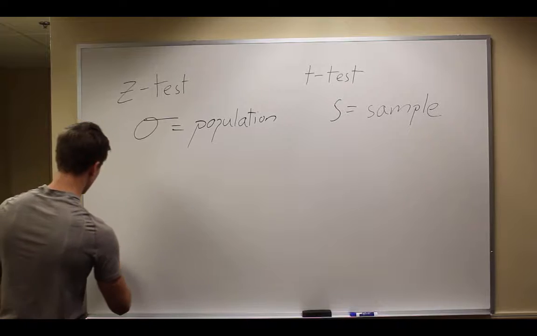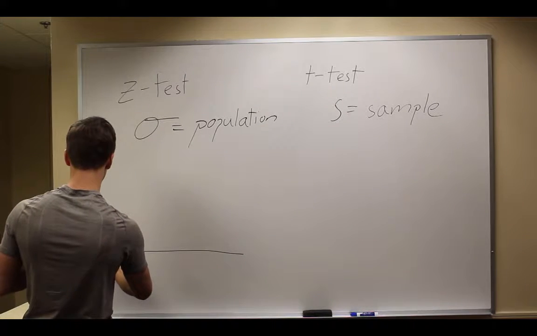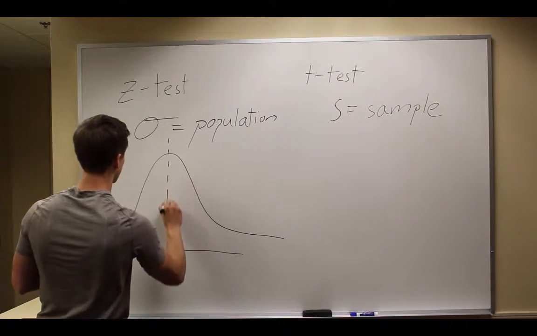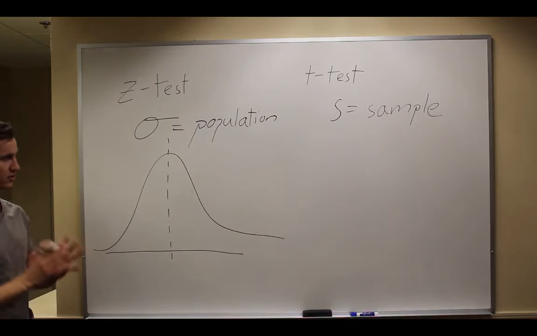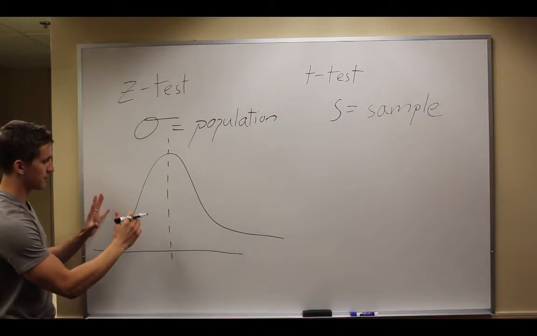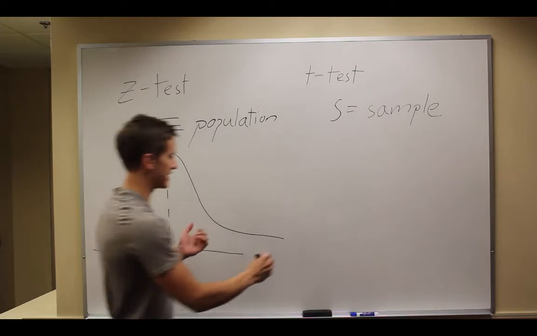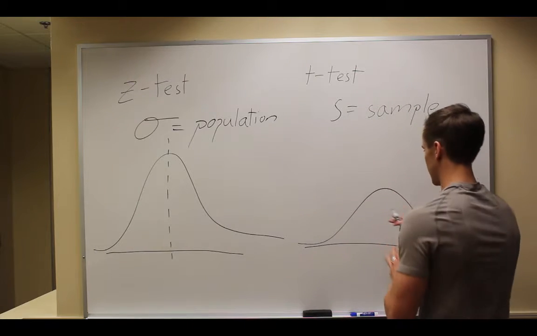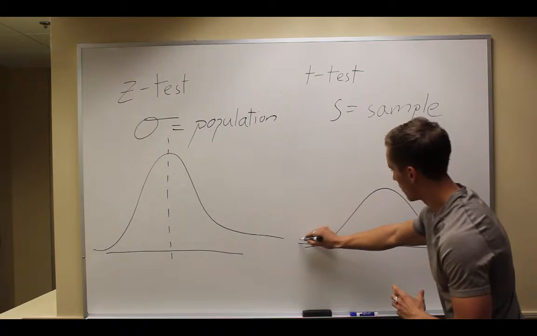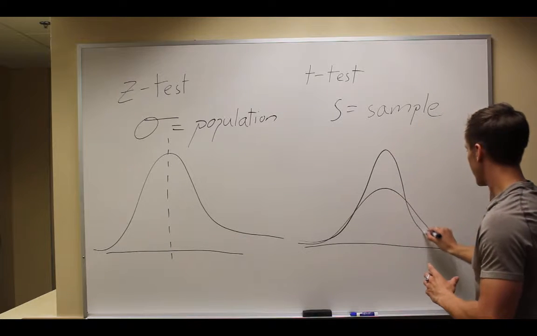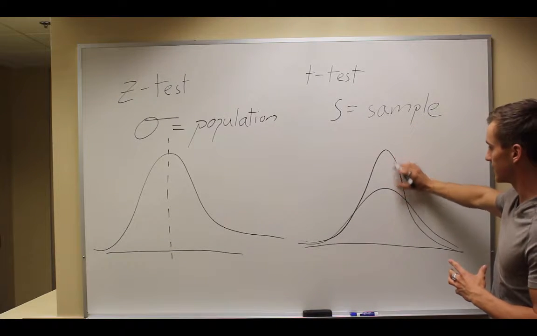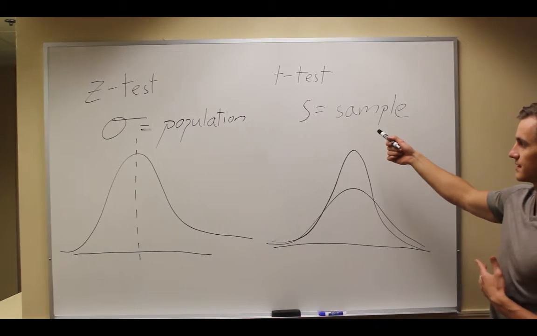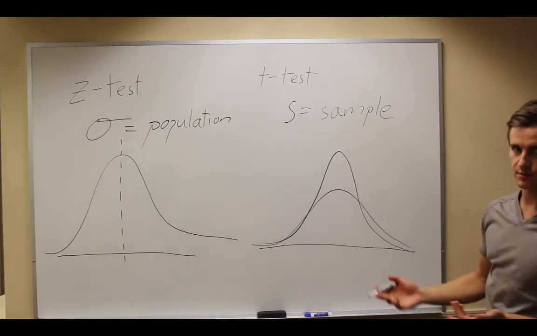Now, both z and t have very similar shapes, but the z-test follows the normal distribution and it's always going to look the same, while a t-test, depending on the degrees of freedom, can be much thicker in the middle, or it can be much wider. And the differences between these two distributions have to do with the degrees of freedom, and that's why the t-test and z-test have to follow different distribution patterns.